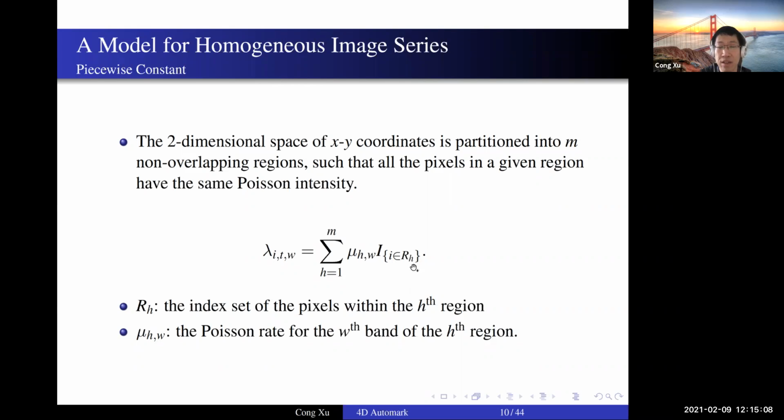And the second part denotes whether the index i belongs to the h-th region. If i belongs to that region, then this indicator function takes value 1; otherwise, it takes value 0. So the whole space is partitioned into non-overlapping regions, just like that. That's the case when we assume that the model is homogeneous, which means the time doesn't matter, because for different time points, the underlying model is the same.